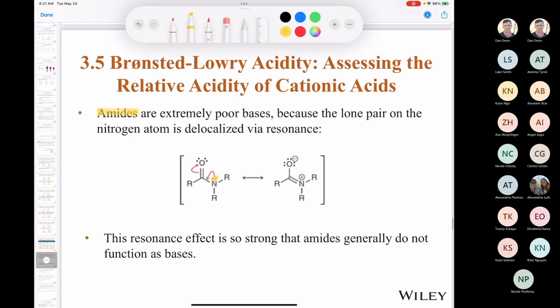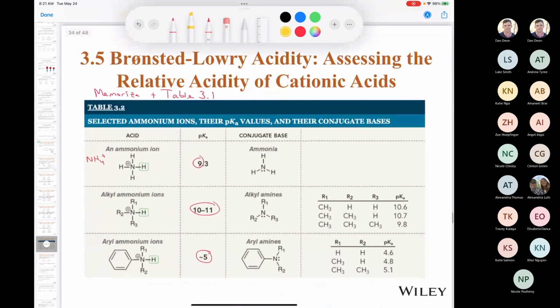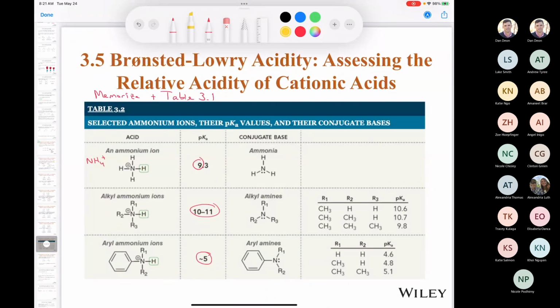So I'd say the take-home message was the whole atom thing, and then the localized versus delocalized electrons, and then knowing these three pKa values. So an ammonium is 9, an alkyl ammonium is around 10 or 11, and an aryl ammonium is a stronger acid. It's around 5-ish, and that's good enough for me.